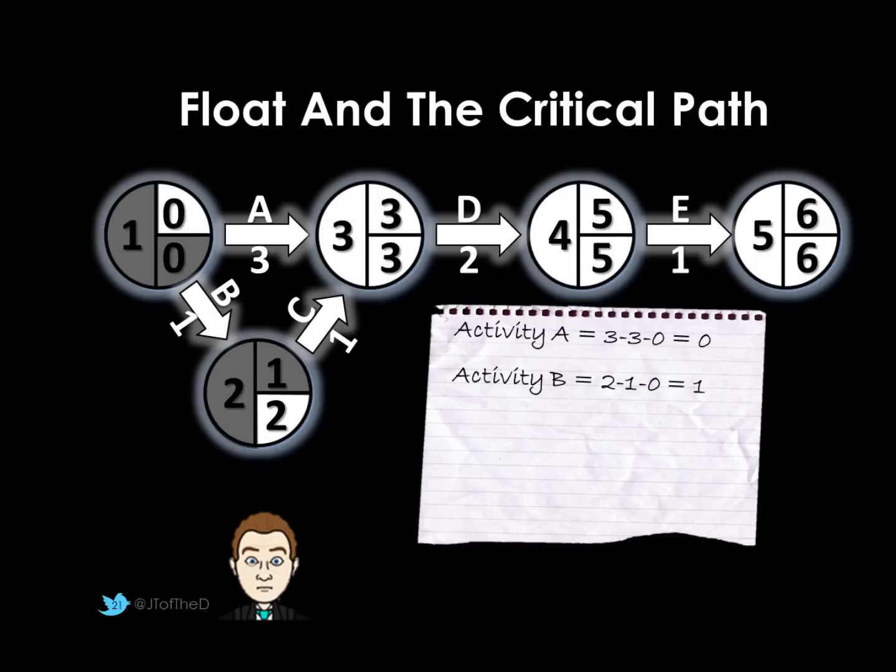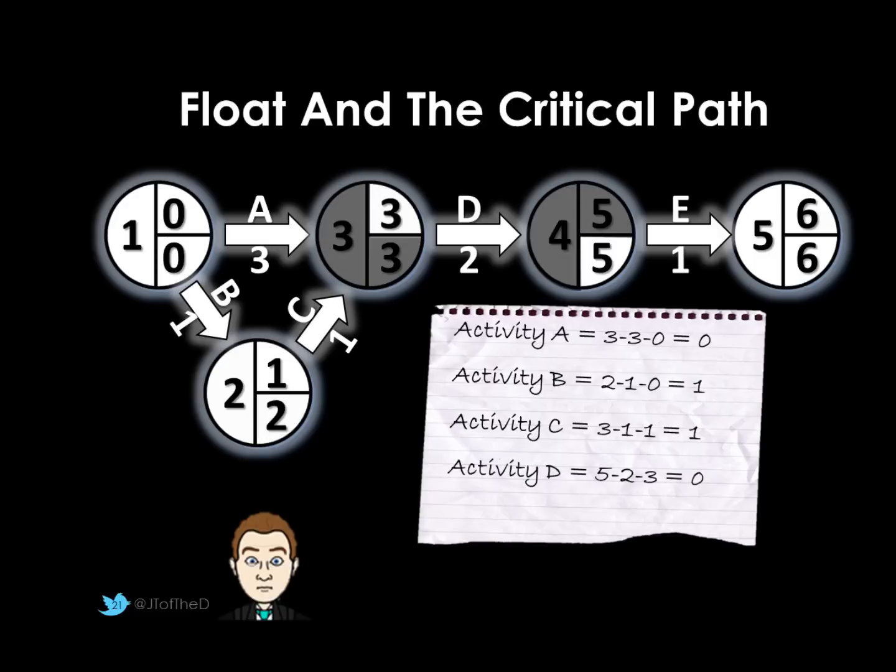Activity B. The latest finish time is 2. Take away the duration, 1. Take away the earliest start time, 0. 2 minus 1 is 1. Take away nothing, leaves us with 1. Activity C. Our latest finish time is 3. Our duration is 1, so that's 2. Take away the earliest start time, which is 1. So again, that leaves us with 1 as a float period.